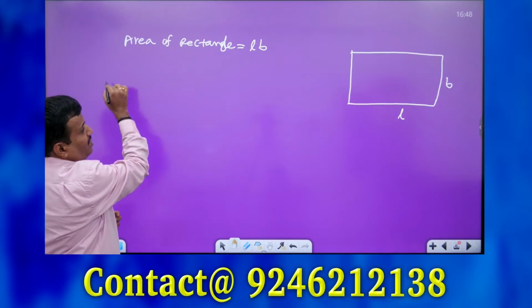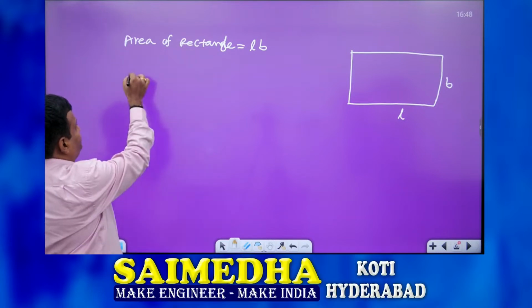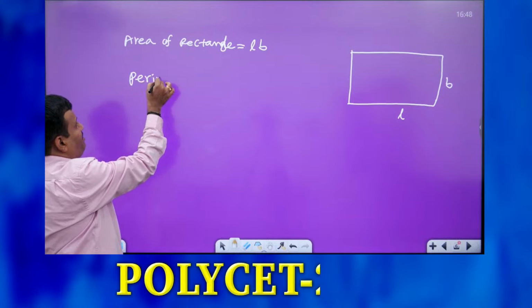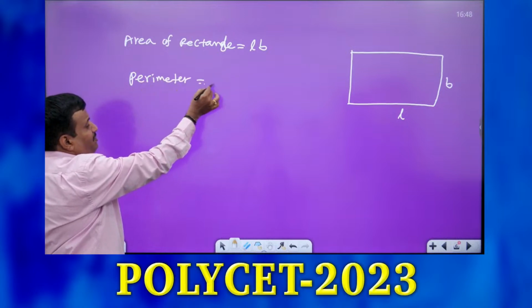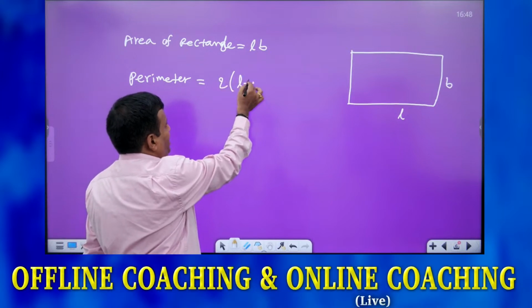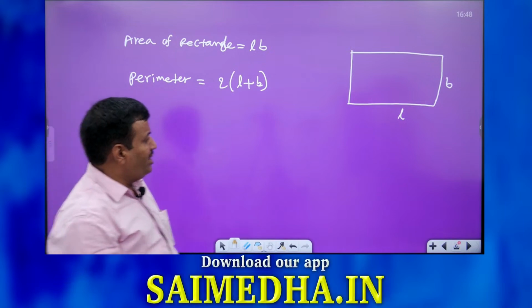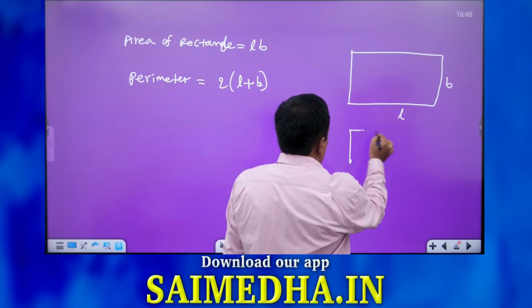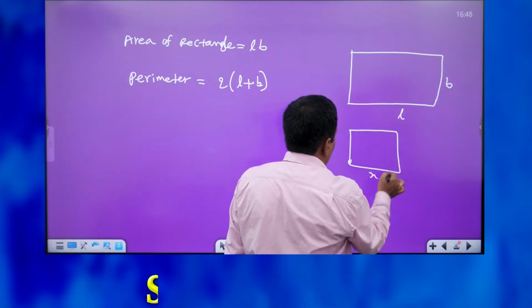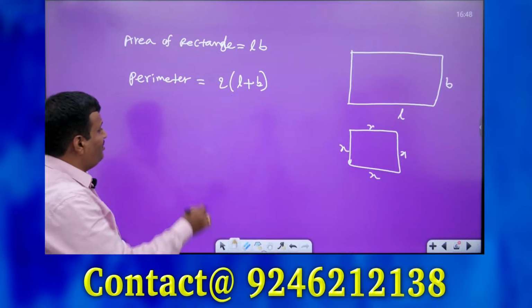Next what is called? It is a perimeter. What is the perimeter of the rectangle? 2 into L plus B. 2 into L plus B. This knowledge is required. Coming to square, if you observe the square, all the sides are the same. What is the area of the square?